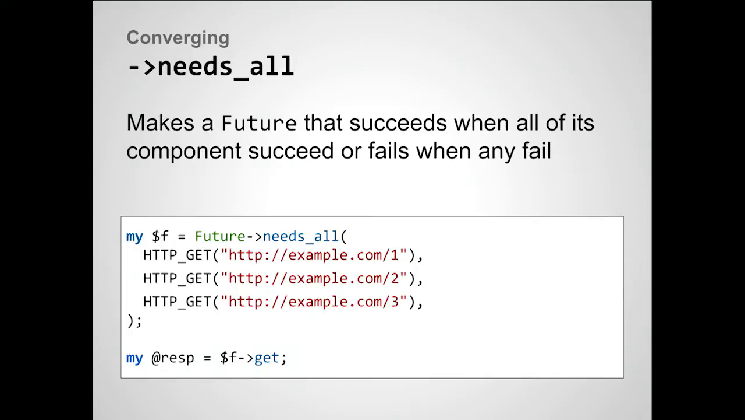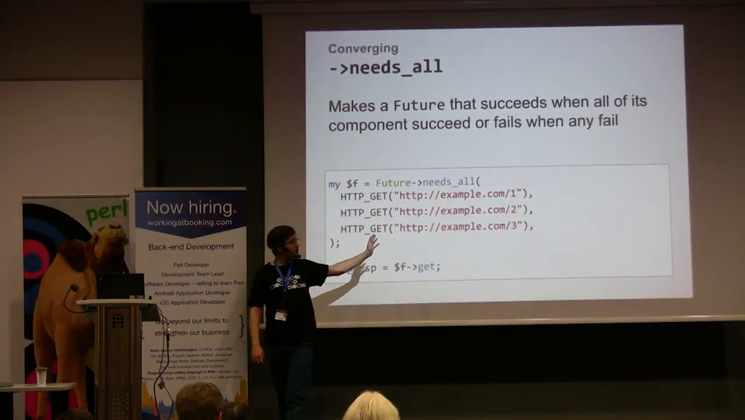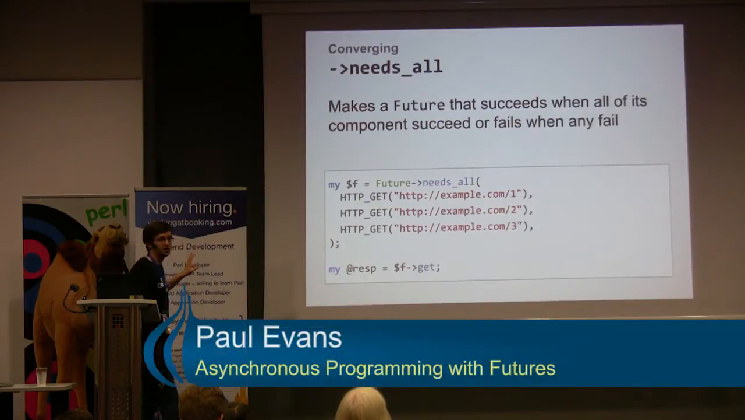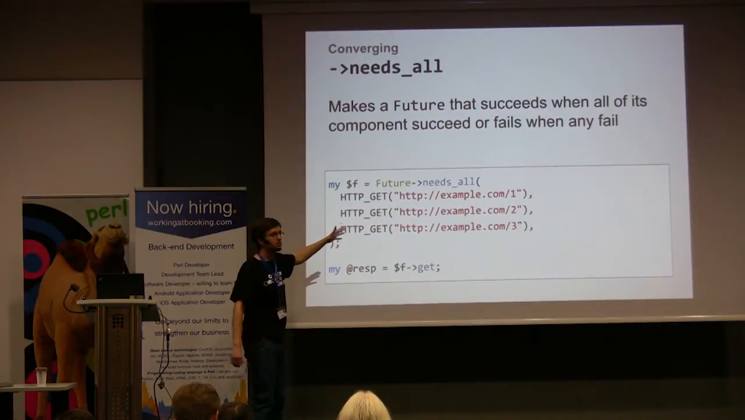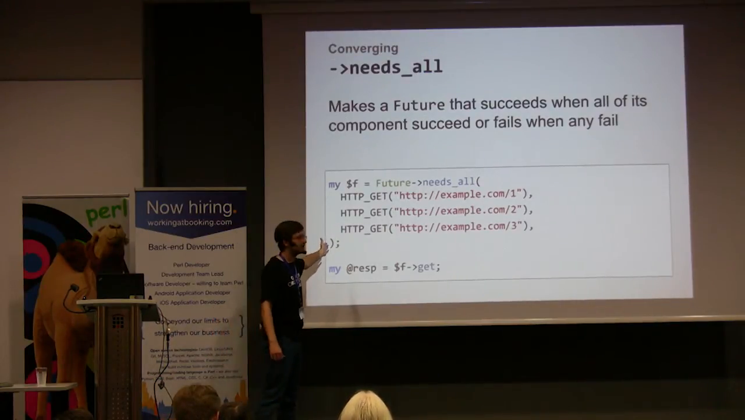Do three concurrent gets, pass them into needsAll. Here we have a future. And then because we know that they've all succeeded, we can just call get. And what the needsAll future does is says, well, I know that they've all succeeded, so from get, I'll immediately return a list of all of the individual results. So you just merge them all together. And that looks really neat. That looks so much neater than the original example we had with all of the callbacks and the hash that remembered if they're all done, blah, blah, blah, because we've moved all of the machinery out. There's no machinery here. There's no noise.